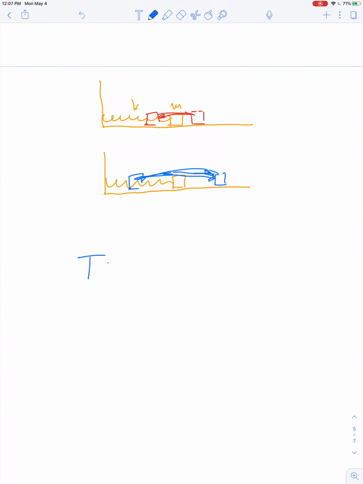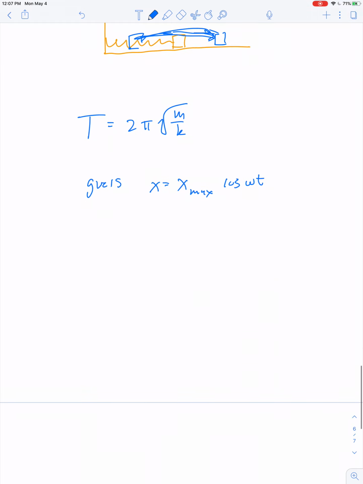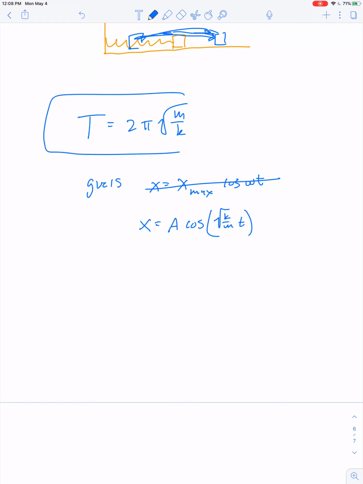We found a result that the period is 2 pi times the square root of m over k based on a guess that x equals x max cosine omega t. But we can replace that with x equals A, amplitude, times cosine of the square root of k over m times t. Two important equations that describe the motion of a mass vibrating on a spring, which is one of our prime examples of simple harmonic motion.